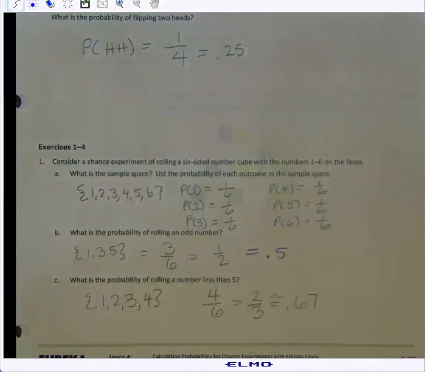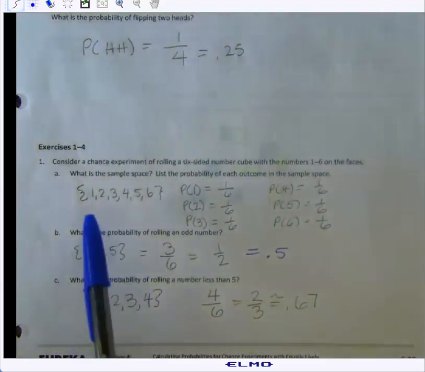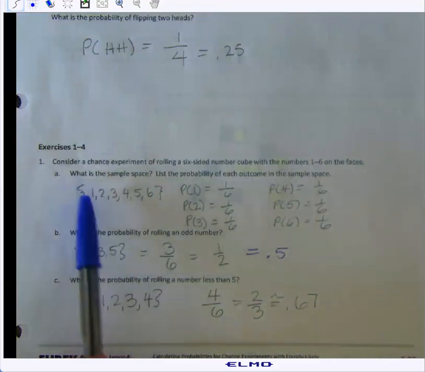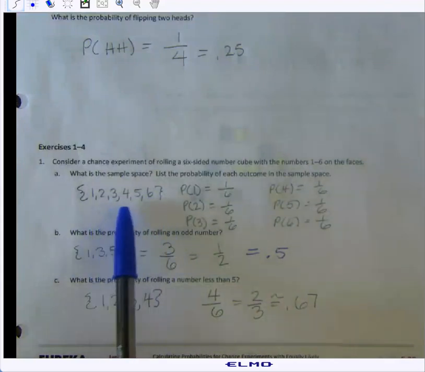Consider a chance experiment of rolling a 6-sided number cube with the numbers 1 through 6 on the faces. So you guys are all familiar with those. I don't have one in front of me, but you know what they look like. And all cubes have 6 faces. And this is the sample space right here: 1, 2, 3, 4, 5, and 6. That's all the different ways that the number cube can land.